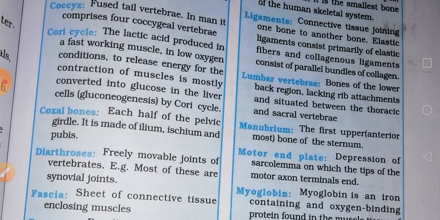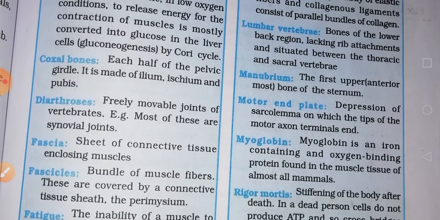Lumbar vertebrae, the bones of the lower back region. Lumbar vertebrae is nothing but the lower back region, lacking rib attachments and situated between the thoracic and sacral vertebrae. Manubrium, the first upper bone of the sternum. Manubrium is nothing but the first upper bone of the sternum, the starting point of the sternum.